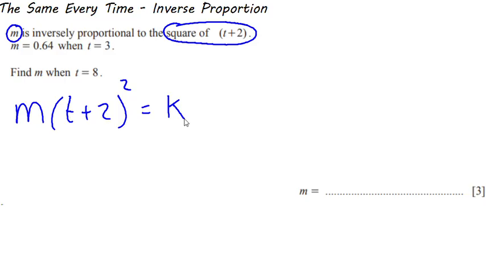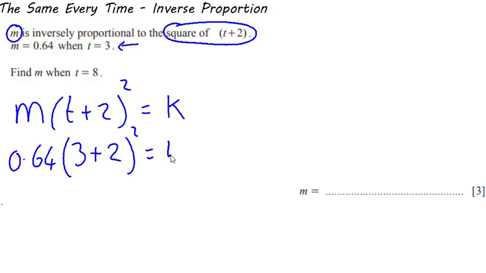Now we put these numbers in, the numbers that you see in the second line there. So m equals 0.64, and they tell us that t equals 3. So everywhere I see t, I'm going to write 3 instead. That squared is equal to k. Right, probably a calculator job for this one. So 0.64 times by 3 plus 2 in brackets squared gives me, well, it turns out to be a nice number, 16. So 16 equals k.